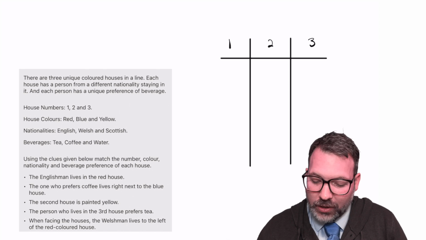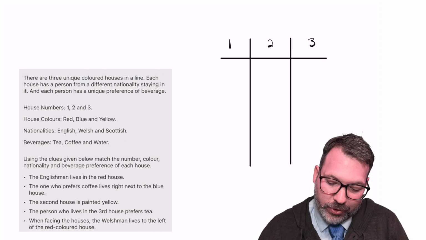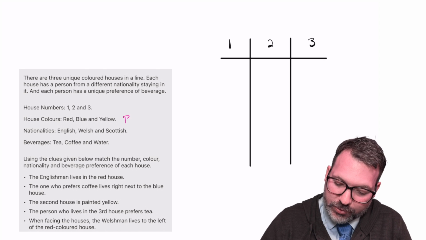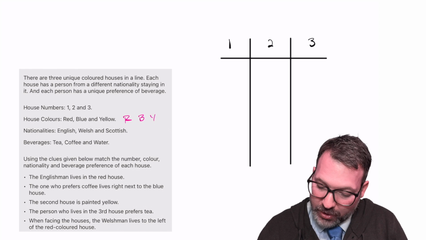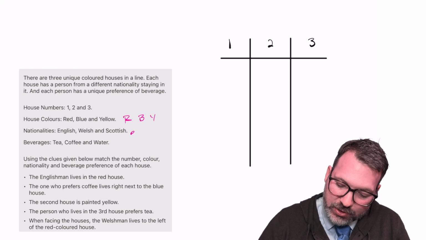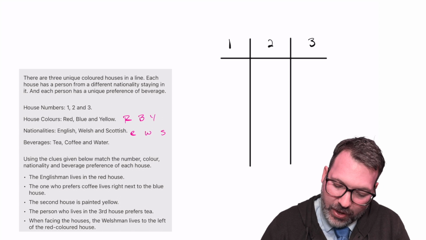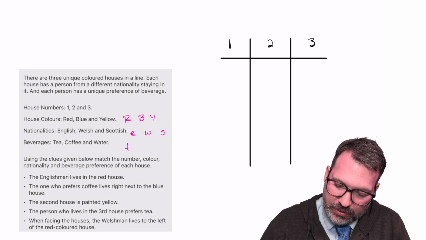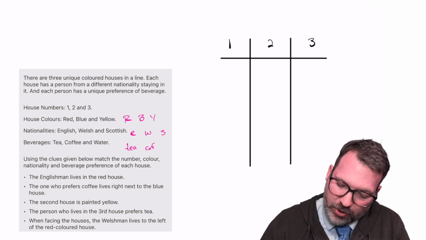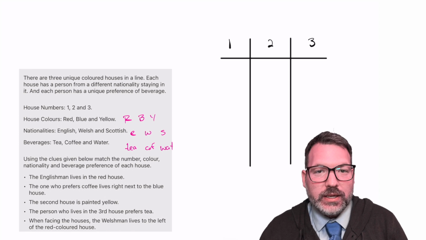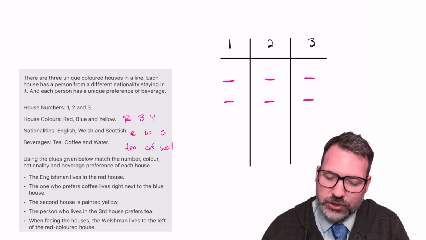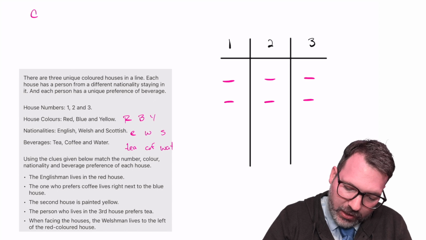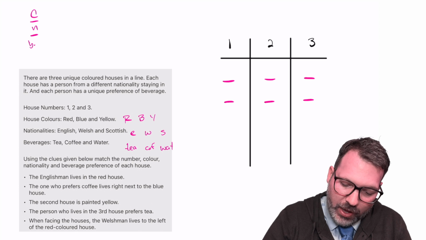And then we've got some different elements that we're going to be placing on the diagram. We're keeping track of house colors. I'll do a very simple capital R, capital B, capital Y to keep track of the 3 different possible colors. Nationalities, we'll go with lowercase e, w, and s for the nationalities, and then beverage preferences, T, and I'll spell out coffee, C-O-F, and water, W-A-T. In this particular case, basically we're going to fill each slot with a 3-dimensional element where we're keeping track of colors over nationalities over beverages.